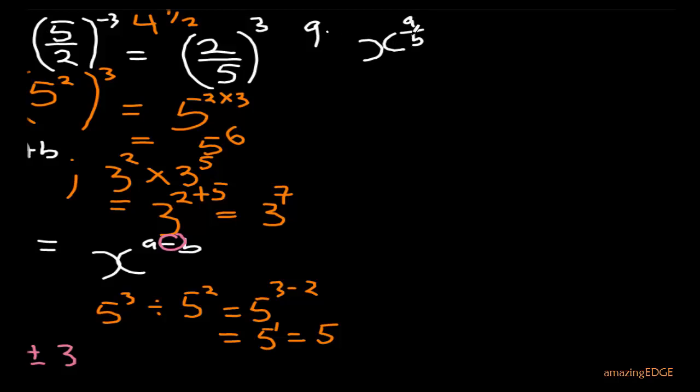What do you observe? This a now is no longer 1. So I have a there. So how do I write this? This could be written as the a-th root, so I have the a-th root here, of x, now all raised to power b. All raised to power b.